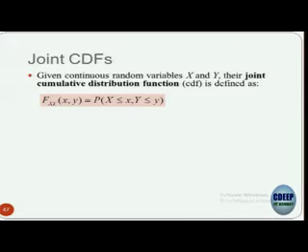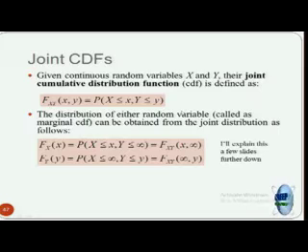So, the joint CDF. Given continuous random variables X and Y, their joint CDF is defined as capital F subscript XY, of little x, little y. Little x and little y are the values, and X and Y capital are the random variables. This is the probability that X is less than or equal to x and Y is less than or equal to y. So, what kind of an event is this? This is an intersection of two events. This is called the joint probability, and this is the joint CDF. Any questions about this? This comma basically means X less than or equal to x and Y less than or equal to y, and it is an intersection of events.